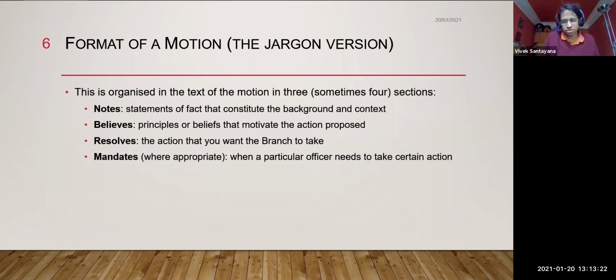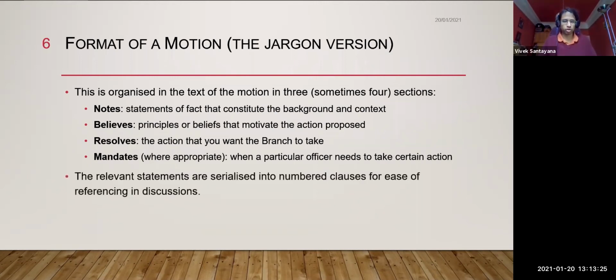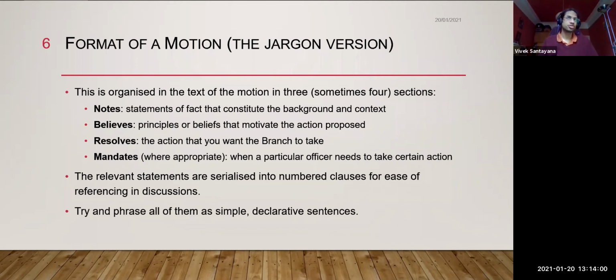Now, within each of these sections, you arrange the statements for your motion into serialized and numbered clauses. The reason being, it just makes it easier for us to reference and discuss them during the floor in case they're being debated. To say, for example, section 2 believes clause number 3 or whatever. And when you draft your motion, try to make every clause a simple declarative sentence. The shorter and more simple, the better. Try and break it down into subclauses and paragraphs if that makes it useful. Try and avoid ambiguous syntax because that can make it quite difficult for us to implement the motion or to know what the motion means in the flow of the discussion.